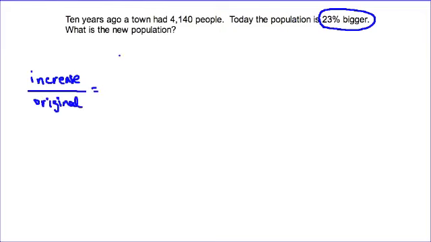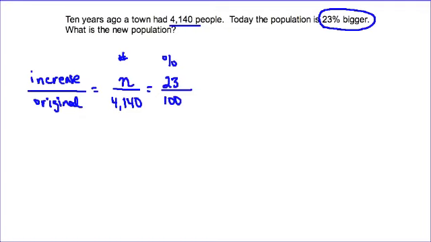Once again, I have number values and I have percent values. Let's fill in the things I know. I always know that the original percent is 100%. This time I'm told that there's a 23% increase, so that's going to be this number here. The original population was 4,140. And what I'm trying to find is how many people the population increased by. So now I have a proportion that I can solve.